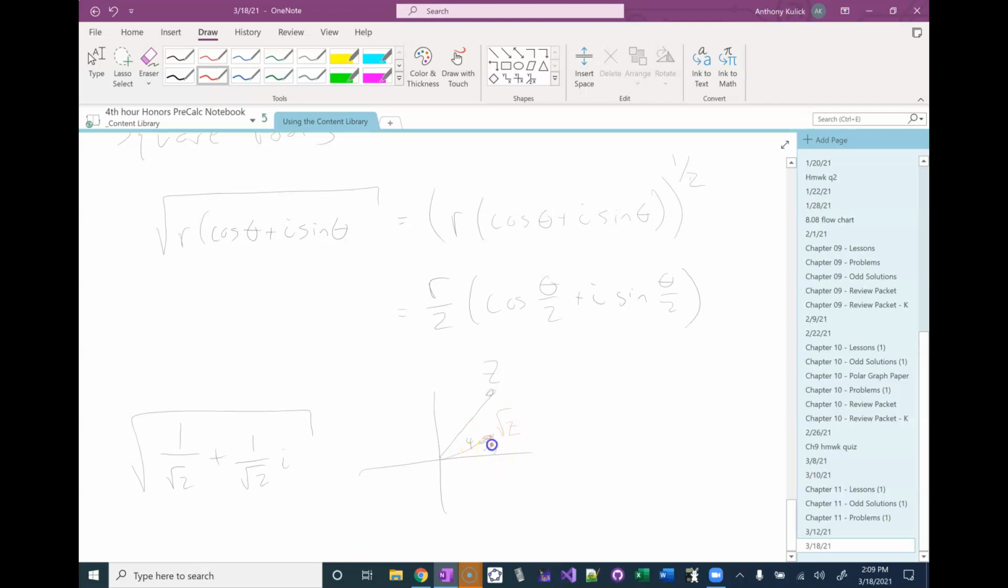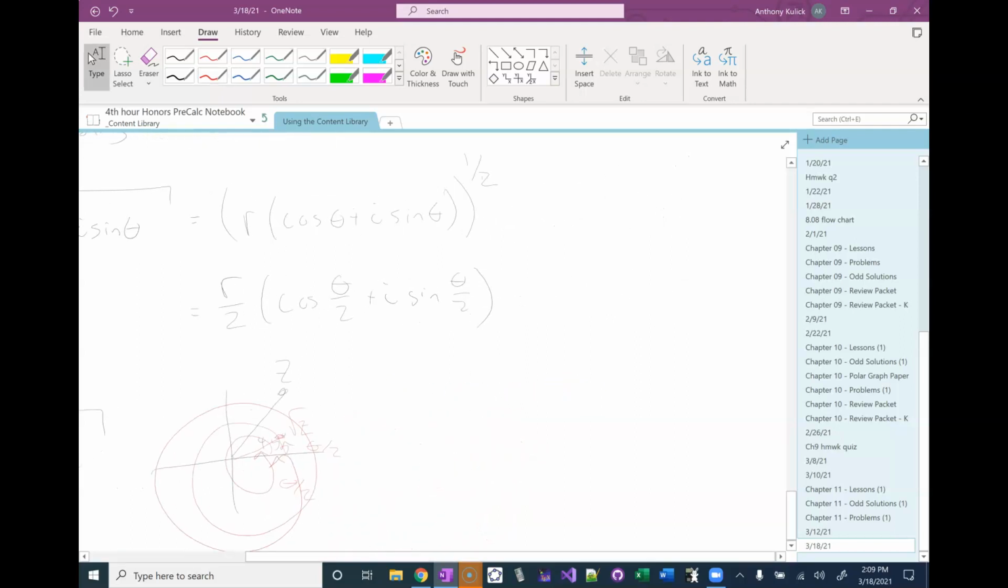But that's assuming this is our angle theta over 2. What if this was our angle theta over 2? Still describing the same number, isn't it? Or what if that was our angle theta over 2? Still describing the same location, is it not? So what do we need to do to our formula here? We're just going to add everything coterminal to it.